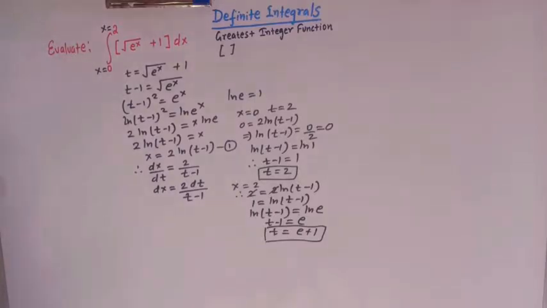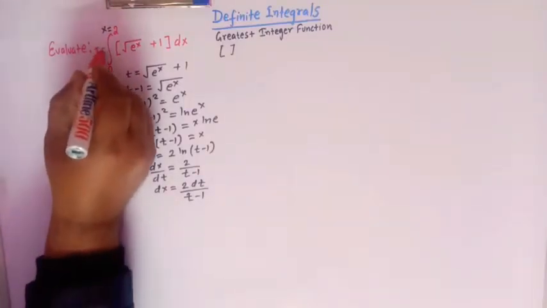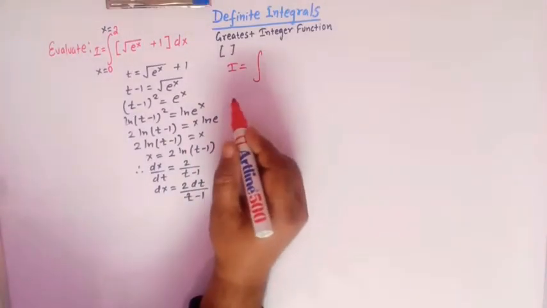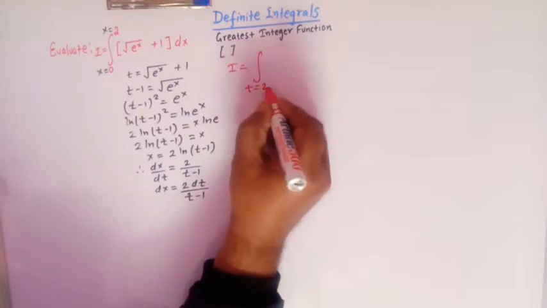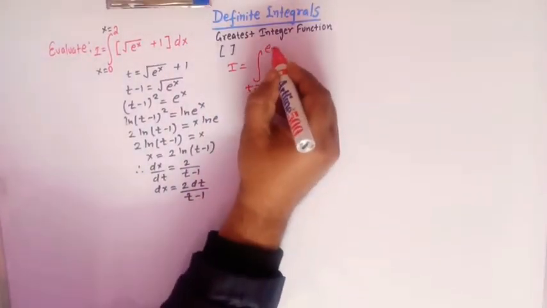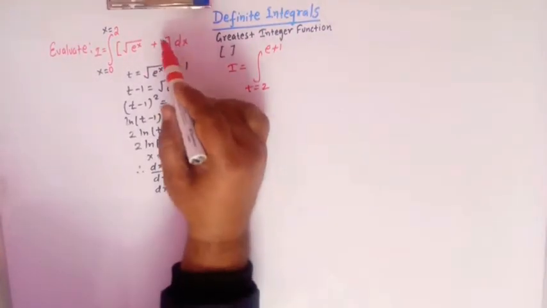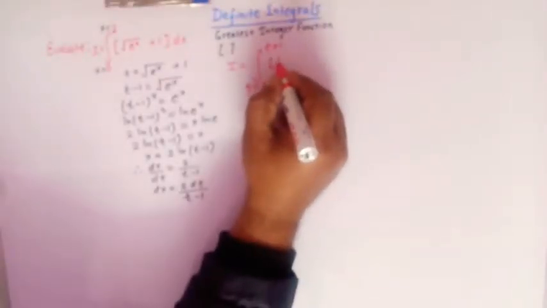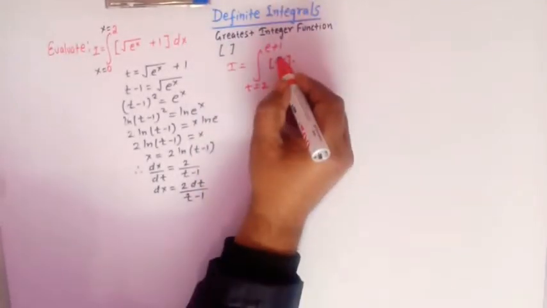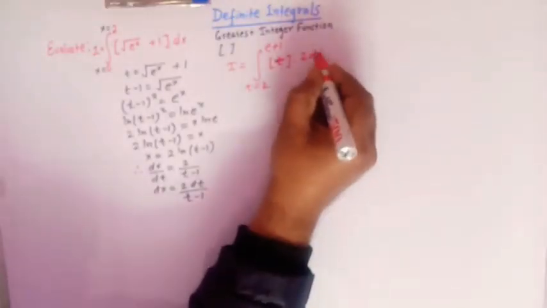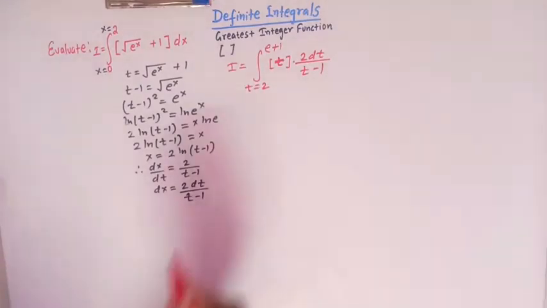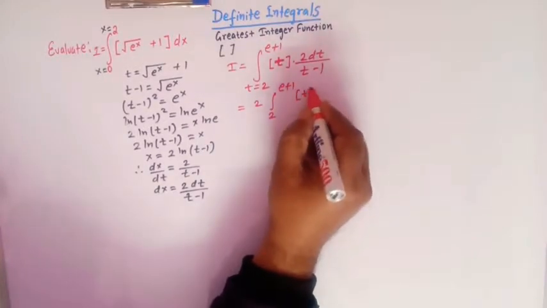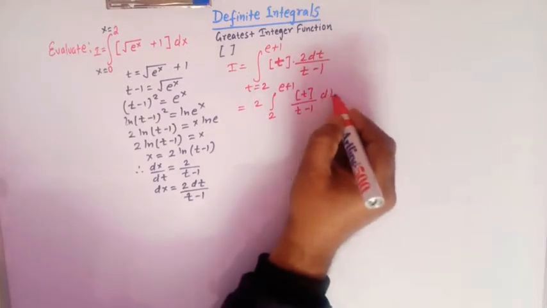and when x is equal to 0, t is equal to 2. So viewers, now our original integral I can be written as I is equal to the integral from 2 to e plus 1. For the greatest integer of square root of e raised to x plus 1, we have the greatest integer of t, and for dx we can write 2 dt over (t minus 1). Now we can take 2 outside, so we have 2 times the integral from 2 to e plus 1 of greatest integer t over (t minus 1) dt.